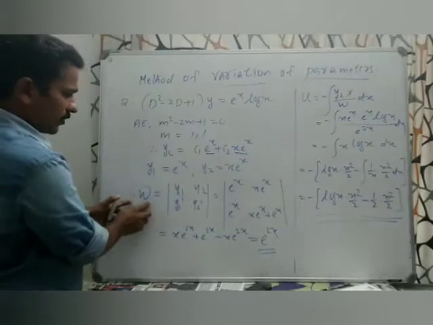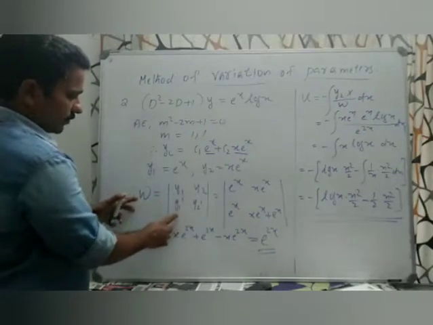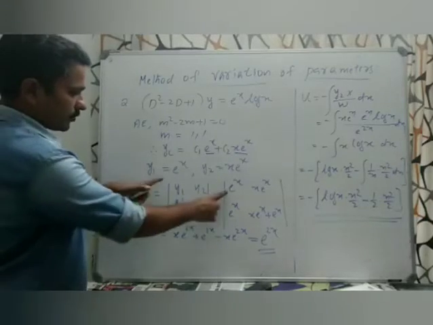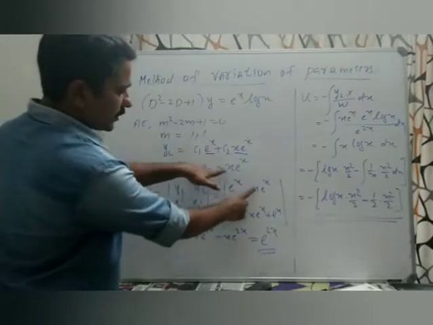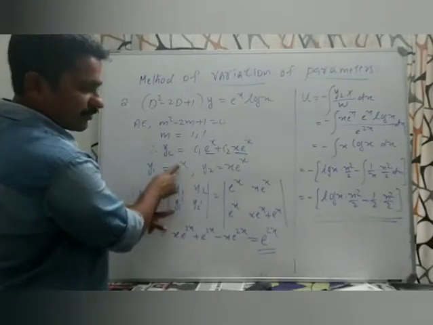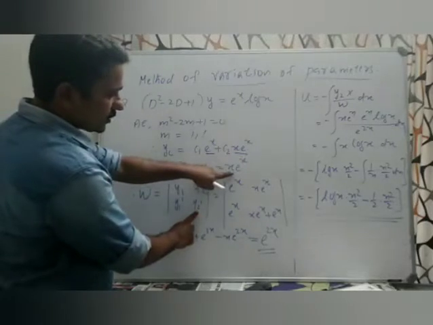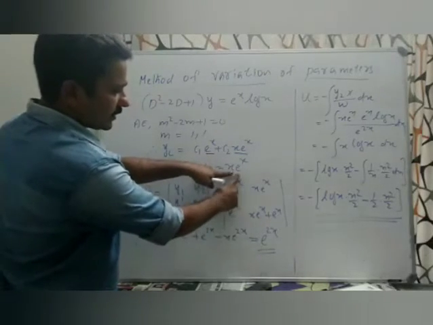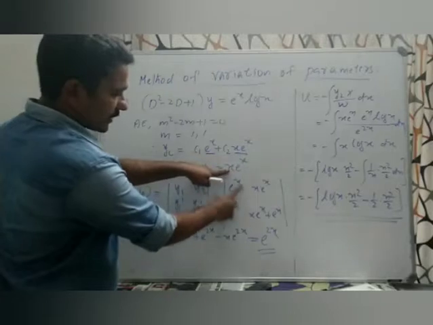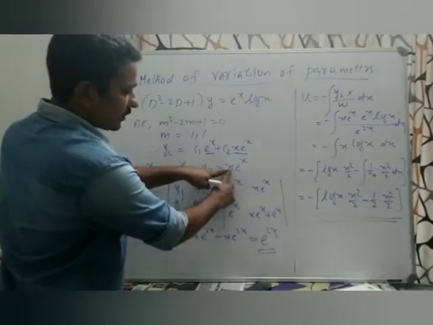Okay, then find the Wronskian of that. The Wronskian formula is y1 y2, y1 dash y2 dash. So y1 is e to the power x, y2 is x e to the power x. Derivative of y1, derivative of e to the power x, is e to the power x. Derivative of y2, so derivative of x e to the power x, apply the product rule here. So x times derivative of e to the power x plus e to the power x times derivative of x.